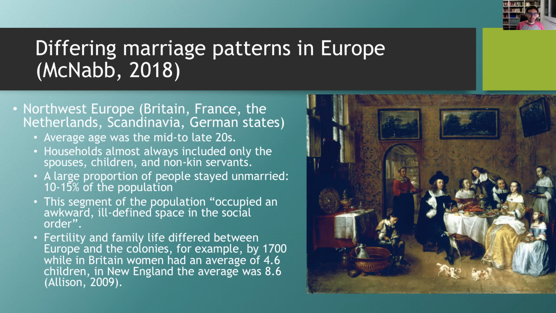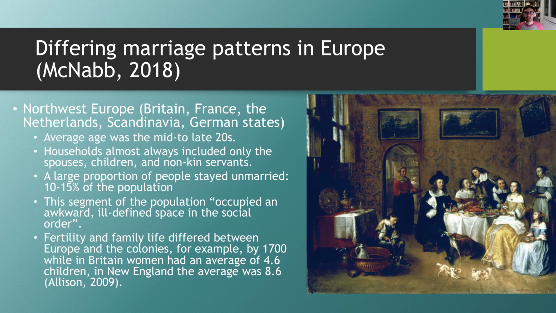Now, fertility and family life differed between Western Northwest Europe and the colonies. For example, by 1700, in Britain, women were having an average of 4.6 children, so 4 or 5 kids per woman. But in New England, the proportion was much higher. In New England, a woman would have 8 or 9 children on average.